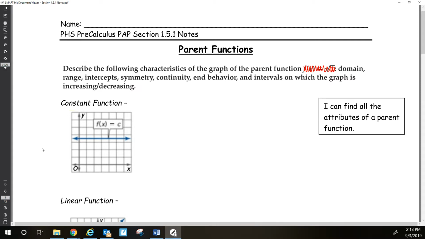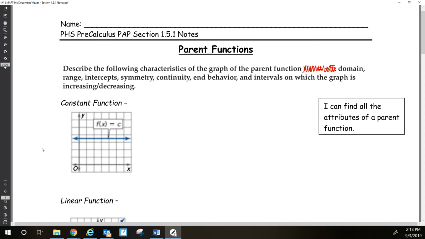So this first one is called a constant function. It's really a linear function, but they do a special one for when you have a horizontal line. So remember, this is saying y is equal to c, some constant number. So this is y is equal to what? 1, 2, 3.5-ish. If I drew this line here, that'd be y is equal to 2.